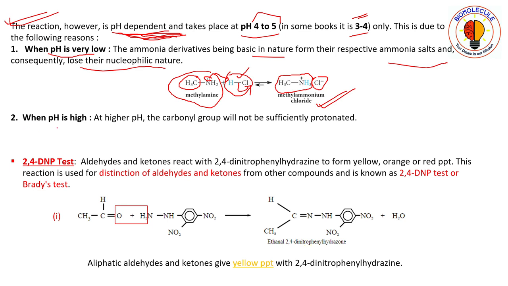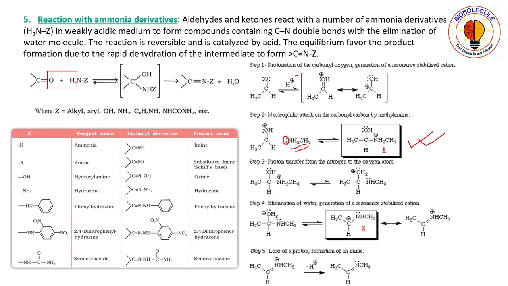What if the pH is high, that is, in basic conditions? At higher pH the carbonyl group will not be sufficiently protonated. If we see here, this protonation and activation of the carbonyl group, that is the increase in electrophilicity of the carbonyl carbon, takes place in weakly acidic medium. But if we have a weakly basic or basic medium, this activation won't take place and as a result further reaction will not occur.